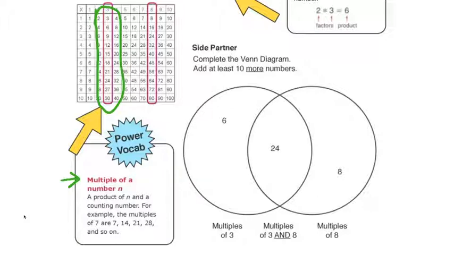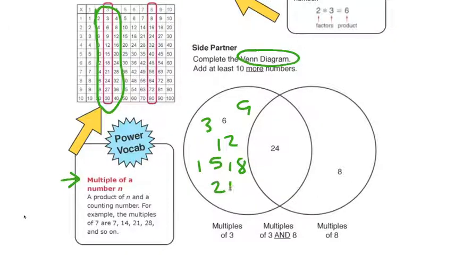Let's complete the Venn diagram here. I'm going to give you a couple, then I'll pause the video and see if you can find the rest. So multiples of 3 would be 3, 6, 9, 12, 15, 18, 21. 24 is a multiple of 3 and 8, so it goes in the middle. 27 and 30. Why don't you fill in the multiples of 8? Pause the video and give it a try.